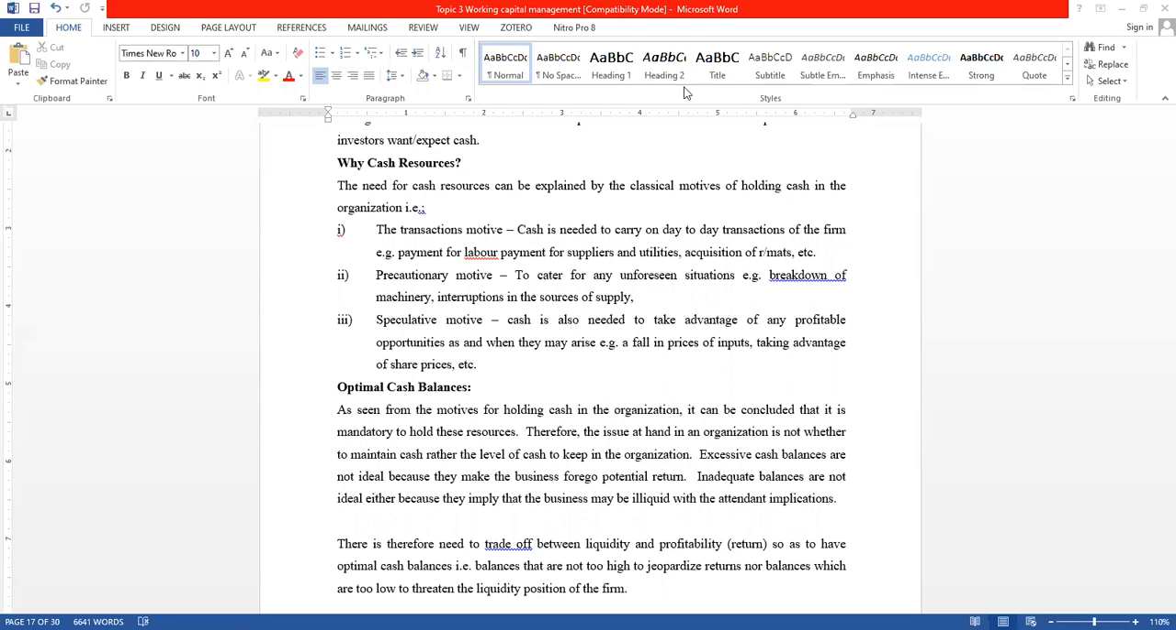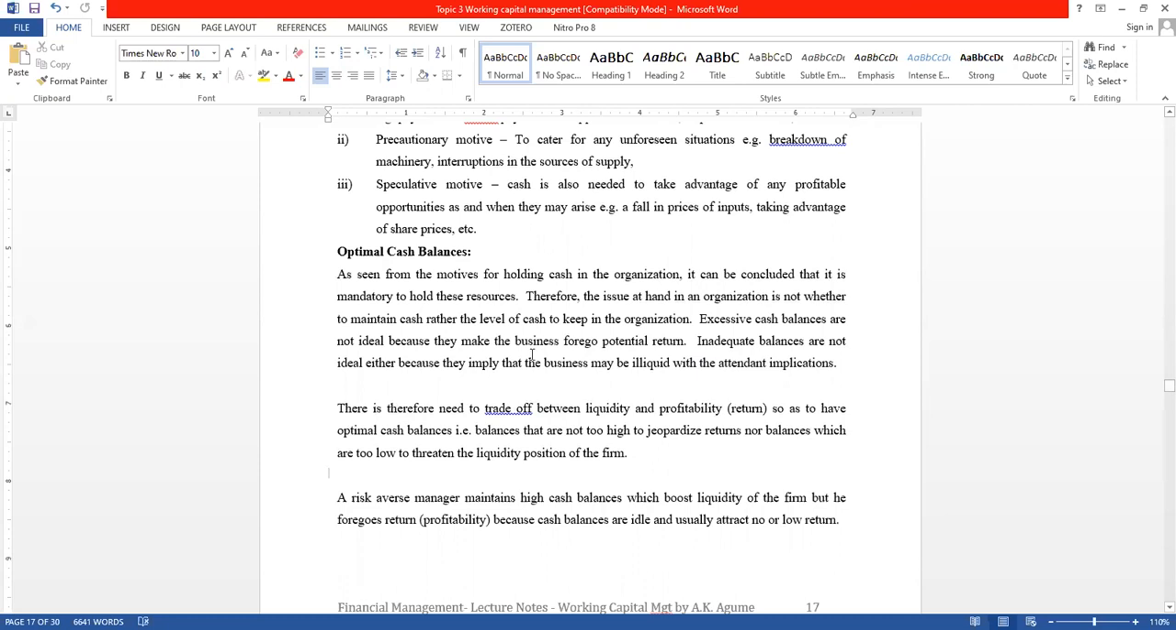But if you find that you have excess money lying there in your bank accounts, not being invested, it is not ideal, because you are foregoing some potential return. Also, having inadequate cash balances is also not ideal, because you will have challenges in meeting your obligations. So meaning that there is need to have a trade-off between liquidity and profitability, so that you have optimal cash balances. Balances which are too high jeopardize returns, and balances which are too low threaten the liquidity position of the firm.